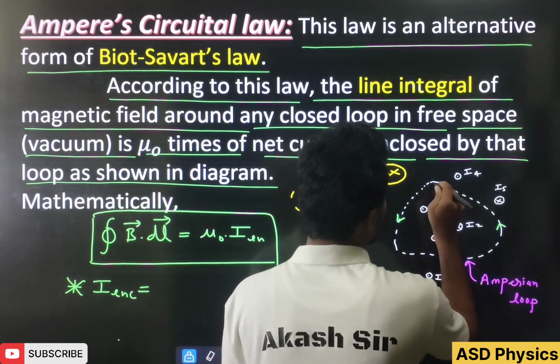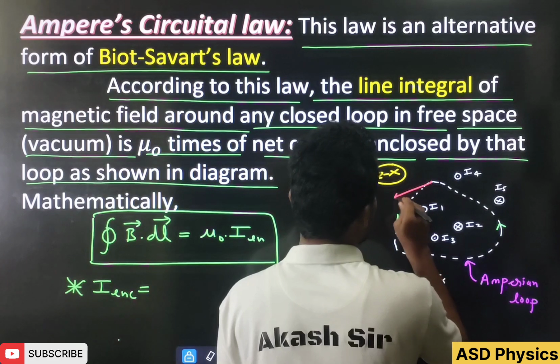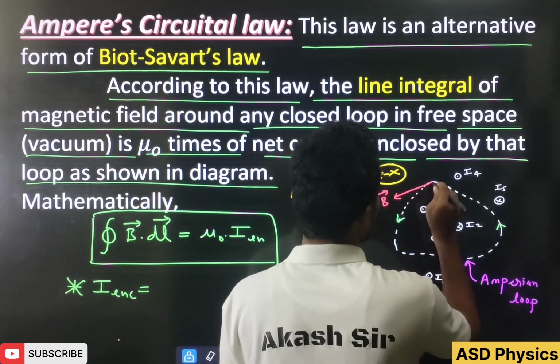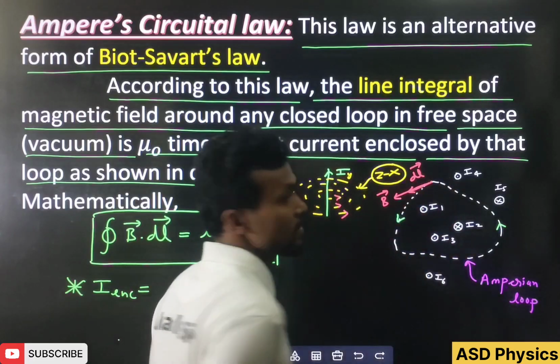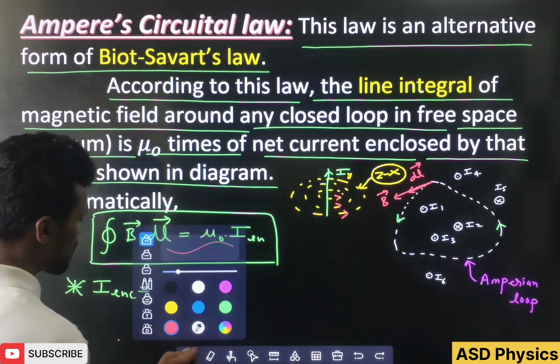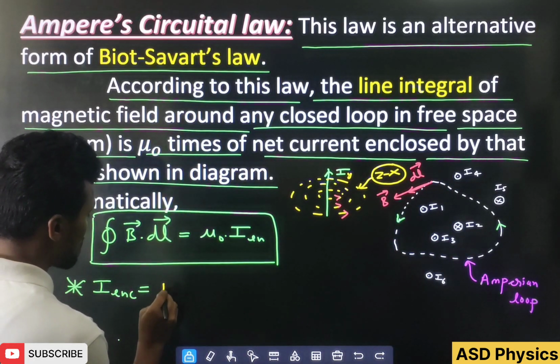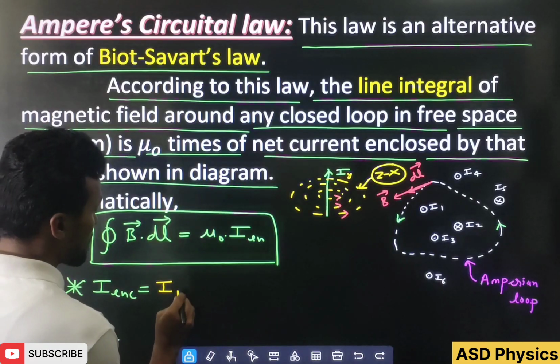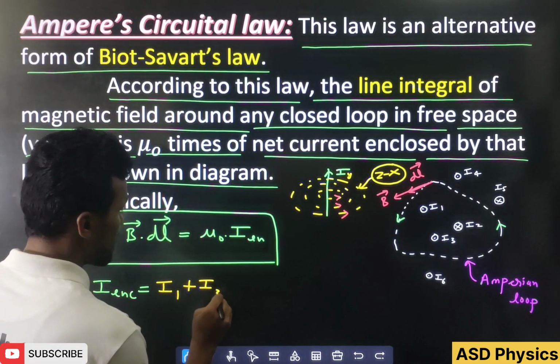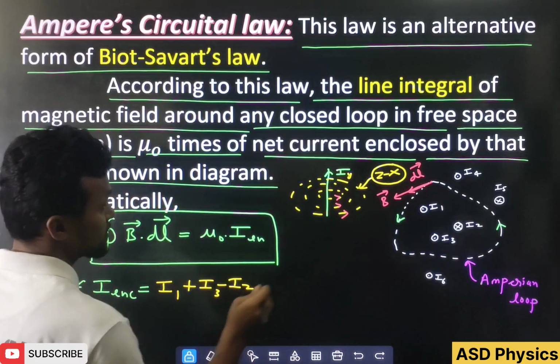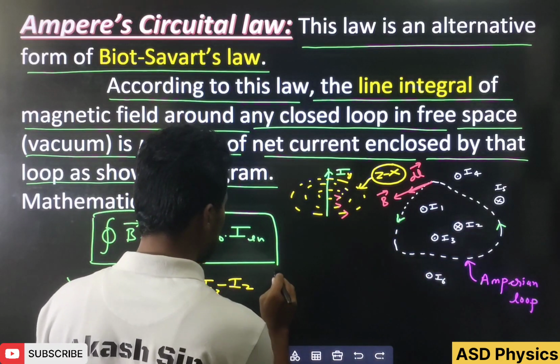if in case we want to calculate the magnetic field here. Let's take the magnetic field in this direction, B, and dl also we will take in the same direction. B dot dl, okay? So this I enclosed will be how much here? See here, I enclosed is given by I1, current is outside, plus I3 minus I2. So I1 plus I3 minus I2.